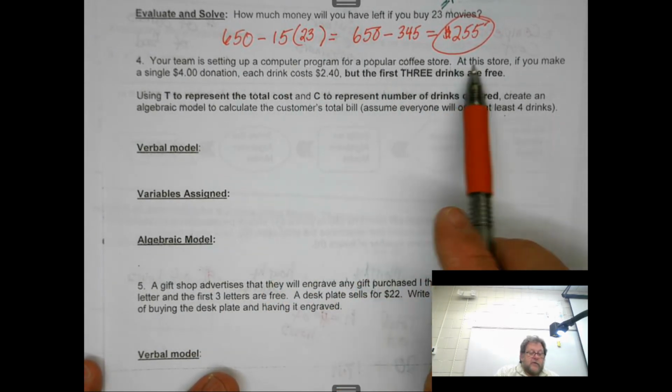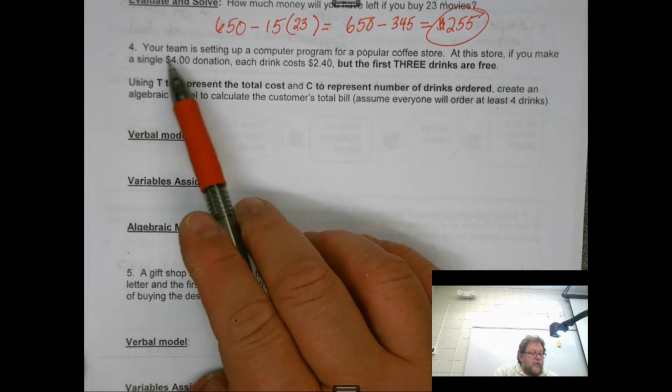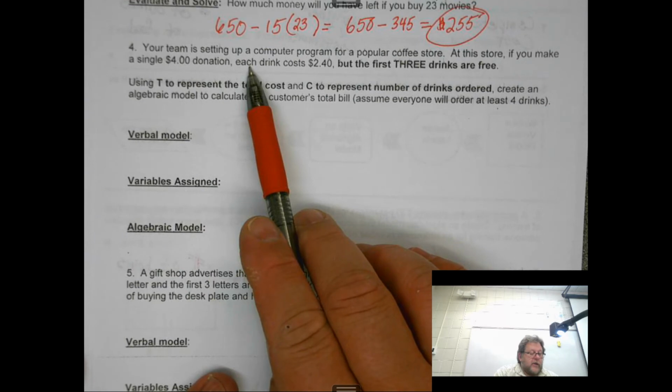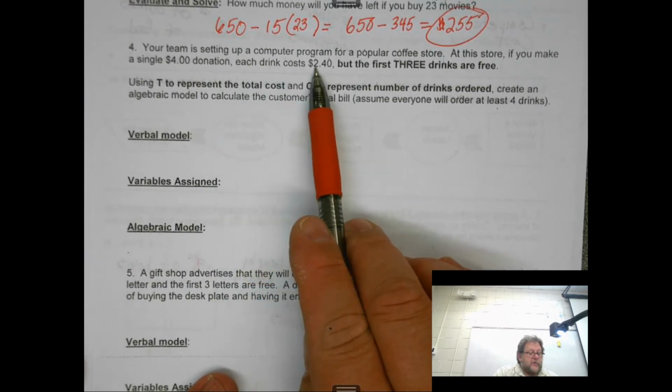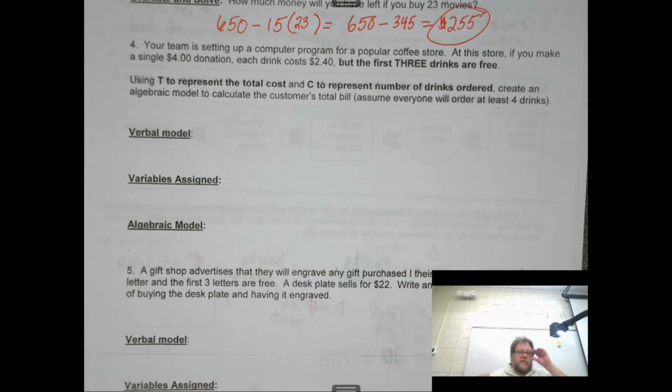Then it says, using T to represent the total cost and C to represent the number of drinks ordered. So right away they have some variables assigned. Create an algebraic model to calculate the customer's total bill. Assume everyone will order at least 4 drinks.